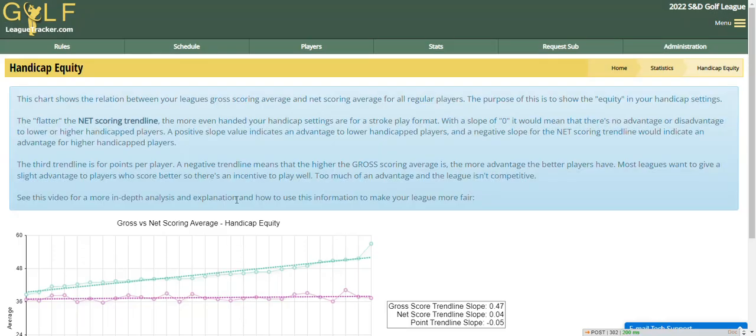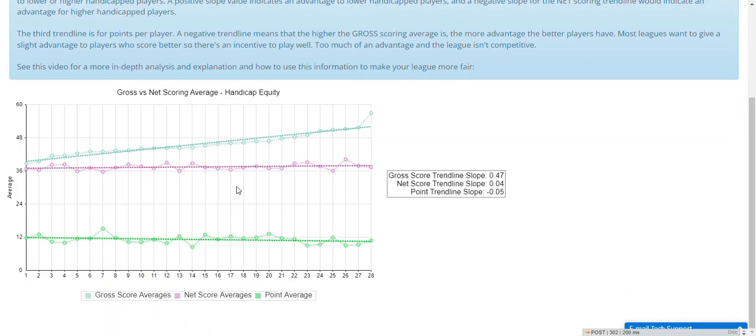We have, I think, 9 rounds entered so far for the year. And you're going to see three trend lines and three averages. You're going to see in the blue the gross scoring average for the league. And of course, it goes from low to high. Then you're going to see the net scoring average for each player. And then you're going to see a points average for each player.